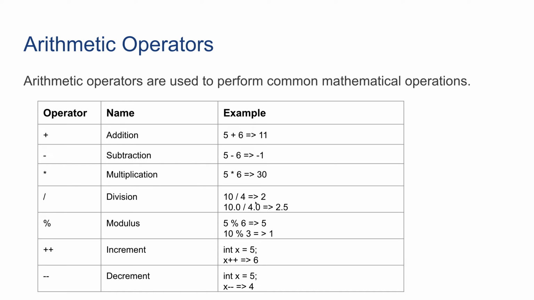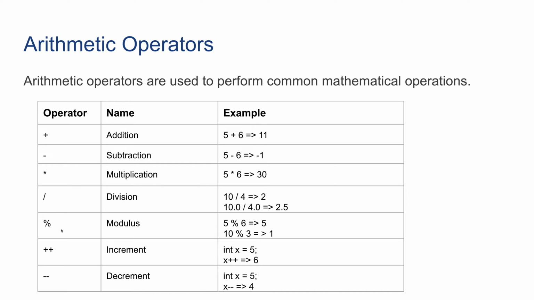And division: if both values are integers, it will yield an integer. It will remove the decimal part. Or if any or both of the values are double, it will yield a double value. So 10 divided by 4 is 2.5, whereas here 10 divided by 4 is only 2.